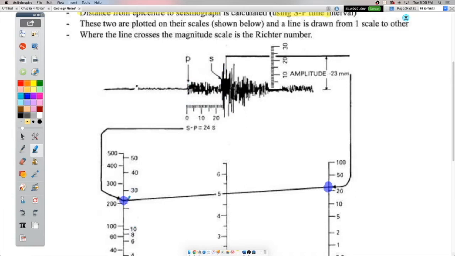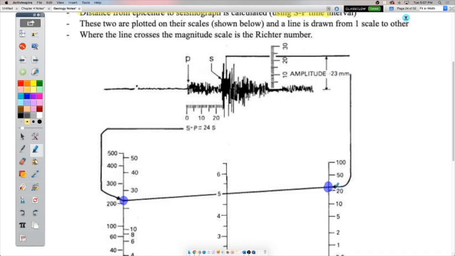There's 20, there's 30, 24 is about halfway between. And then they said, okay, so it was this far away. We go over here and say, well, how big were the waves? And so you see they've measured the biggest wave there, right? They measured the amplitude of that wave to be 23 millimeters.